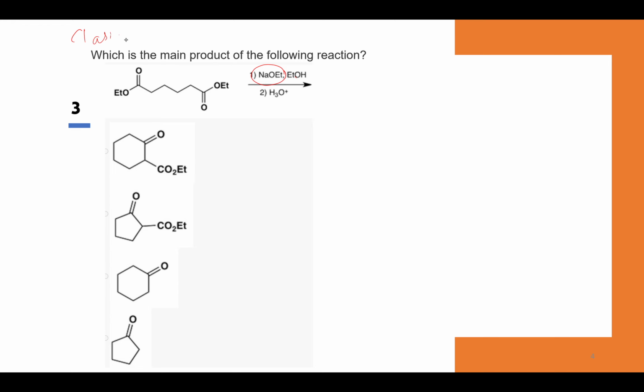Claisen condensation. Okay. Now this Claisen condensation is, sorry, intermolecular. But if it is done intramolecularly, like within the molecule, it's called Dieckmann condensation reaction.